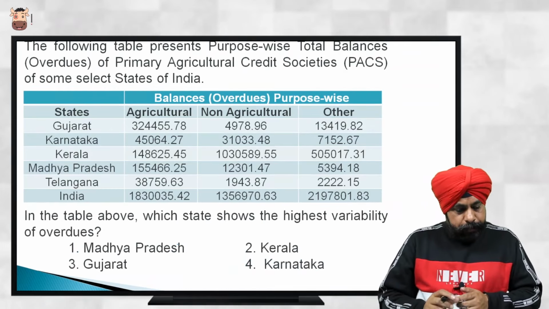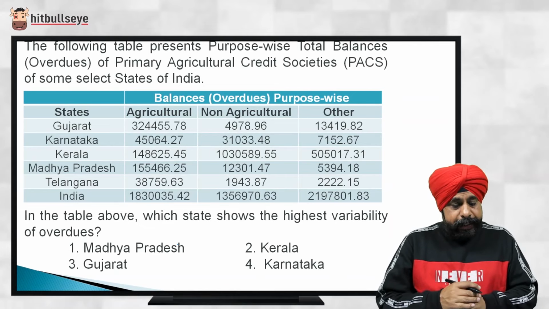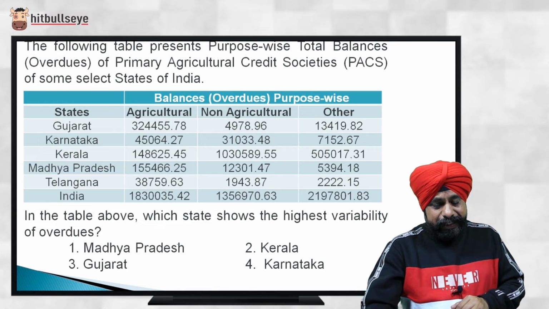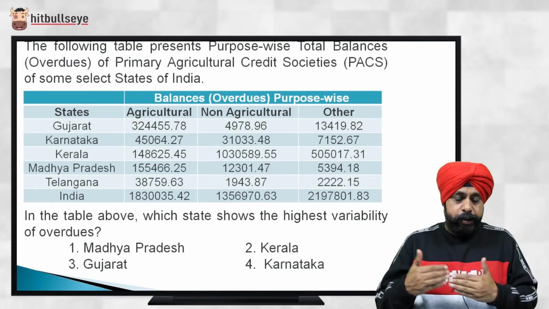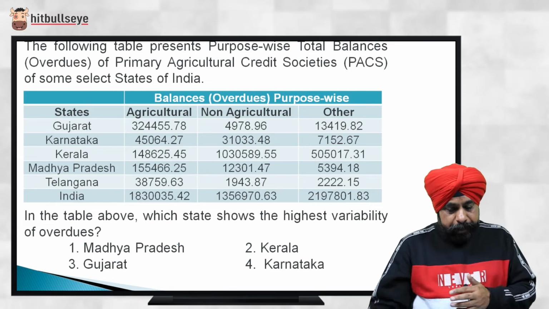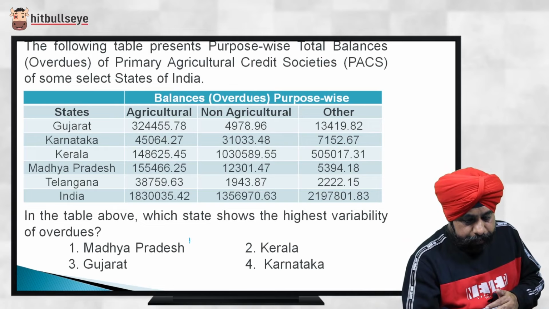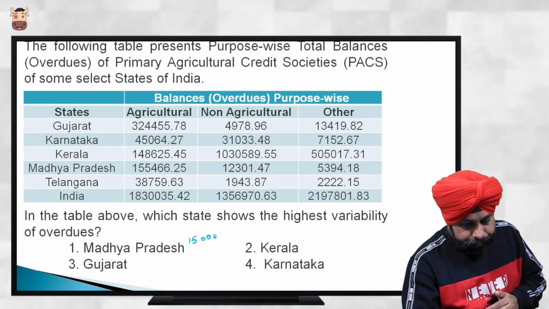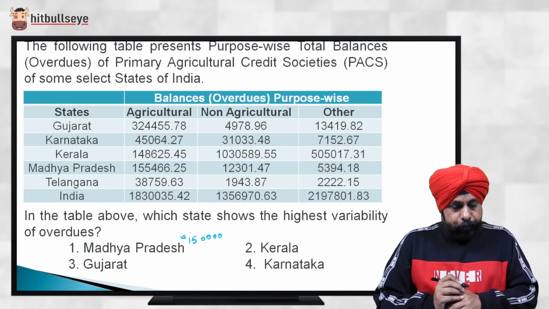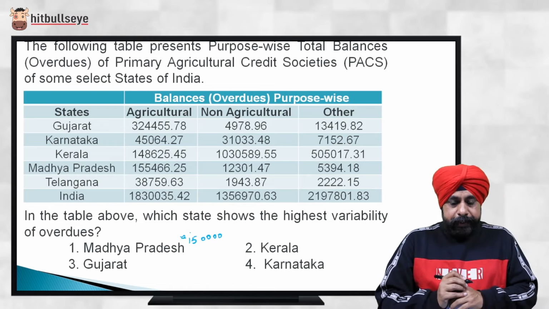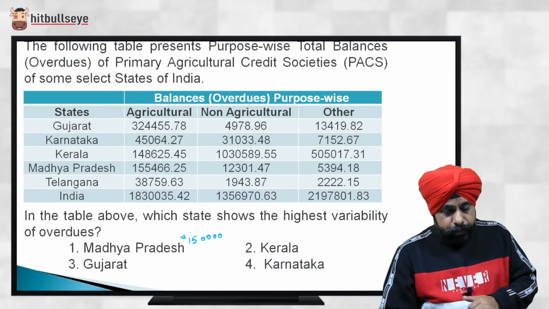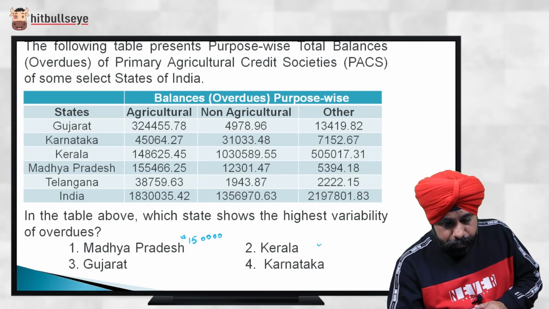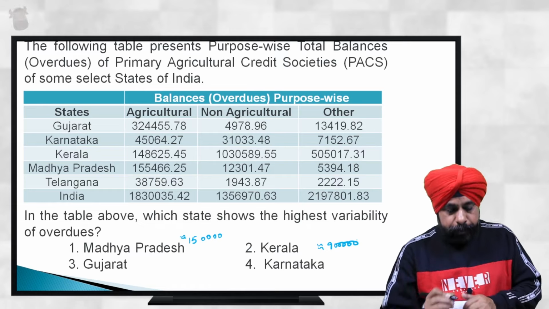People, after that, this question, in the above table, which state shows the highest variability of overdue? So just see the variability, that is the maximum difference you try to see in agricultural, non-agriculture and others. Madhya Pradesh, if you see 155.5, so this change is roughly 1,50,000. People, for Kerala, this is 148, 10,30,589. You can see 10,30,589 and 148. So this difference is very close to 9 lakhs. A little less than that, but this is very big as compared to Madhya Pradesh.